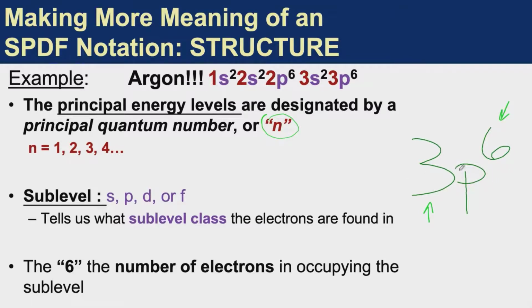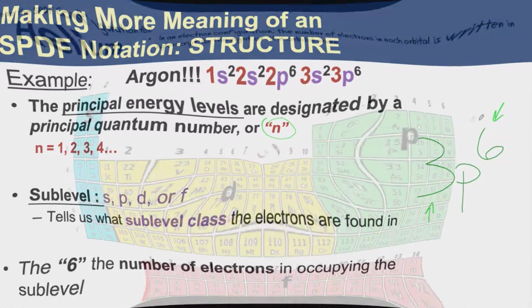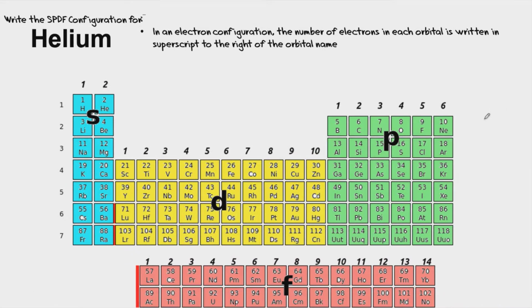So you can look at any electron configuration and now start to make sense of its location on the periodic table just by looking at this 3-sequence code. All right, let's do this one together. We want to write an electron configuration for helium. And if you want, you can stop the video now, try and write it yourself, and then check your answer.